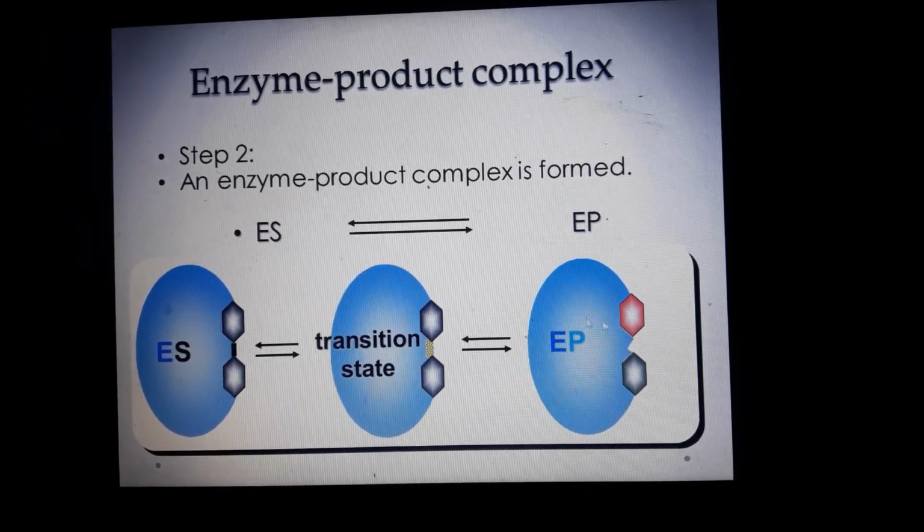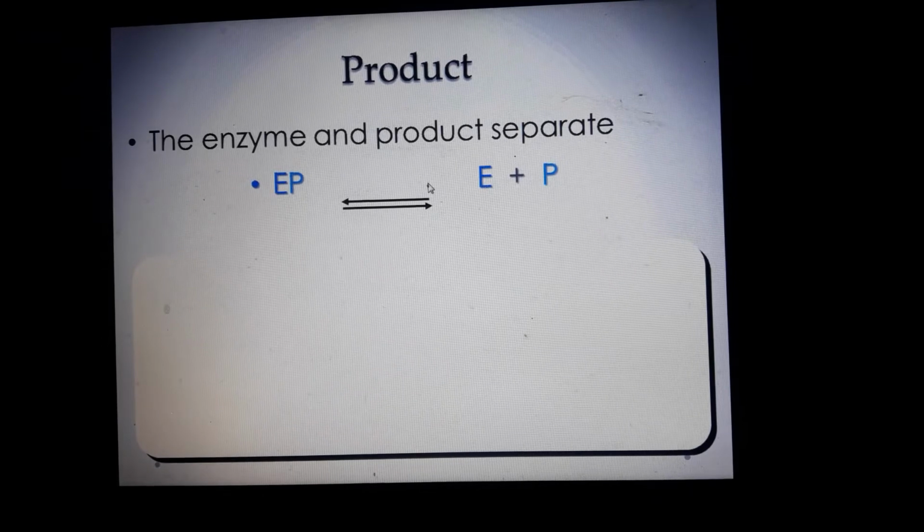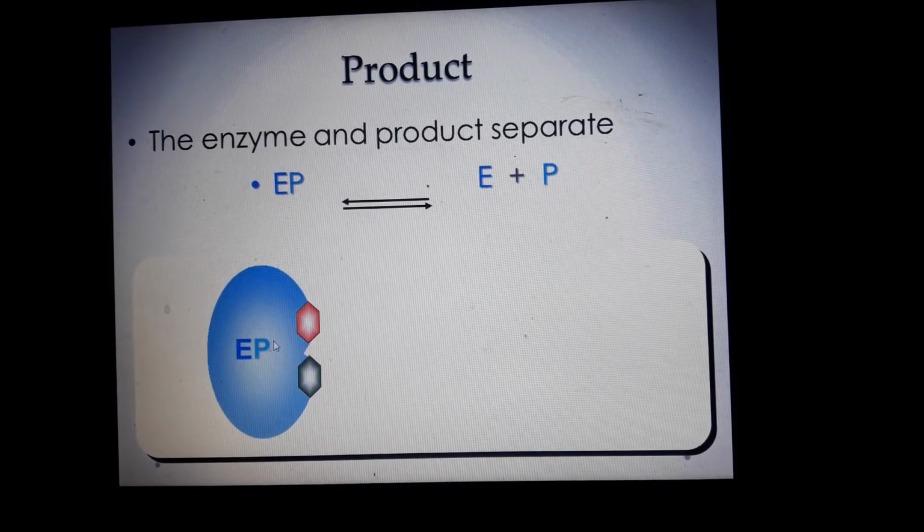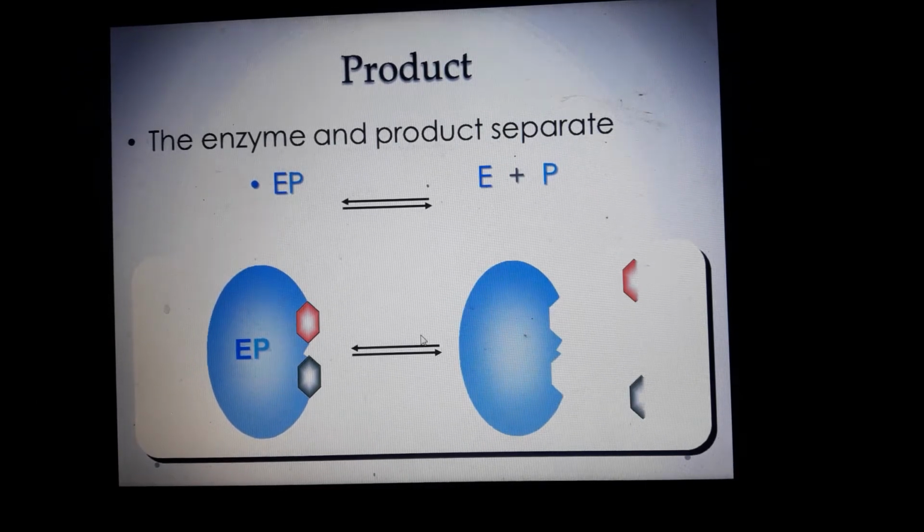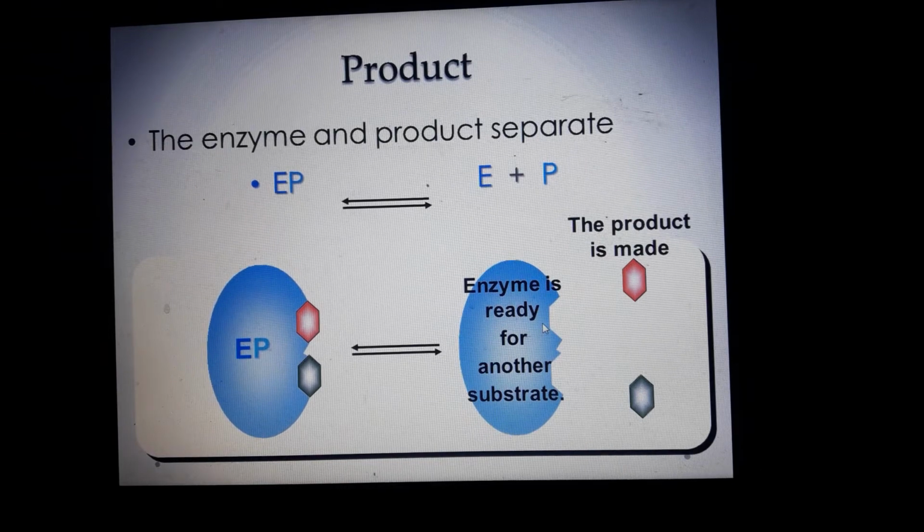The reaction is still reversible. The enzyme and the product, EP, can usually be separated into E plus P, so it is still what we call a reversible reaction. So the enzyme is ready for another substrate. Usually, after that, the product will be released. Okay?